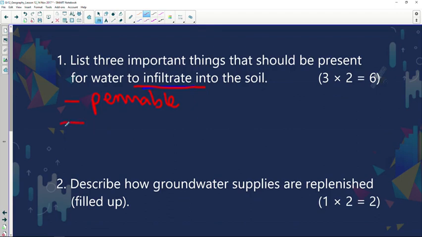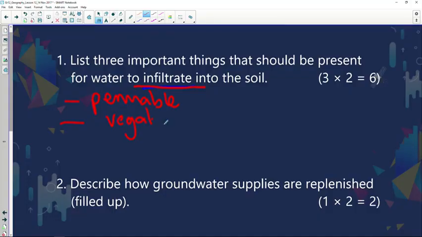Now if we look at another factor, if the area is covered with a lot of vegetation, is it going to promote infiltration or is it going to promote surface runoff? It's definitely going to promote infiltration. So if it's covered with a lot of vegetation, the water will rather infiltrate in the soil. And last but not least is the steepness of the gradient. If it's a flat gradient, the water is rather going to infiltrate. When it's a steep gradient, it's going to promote surface runoff.